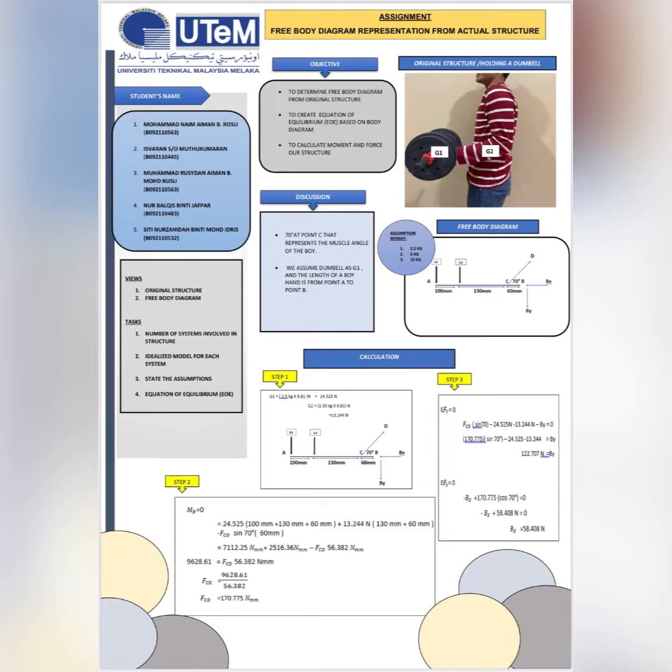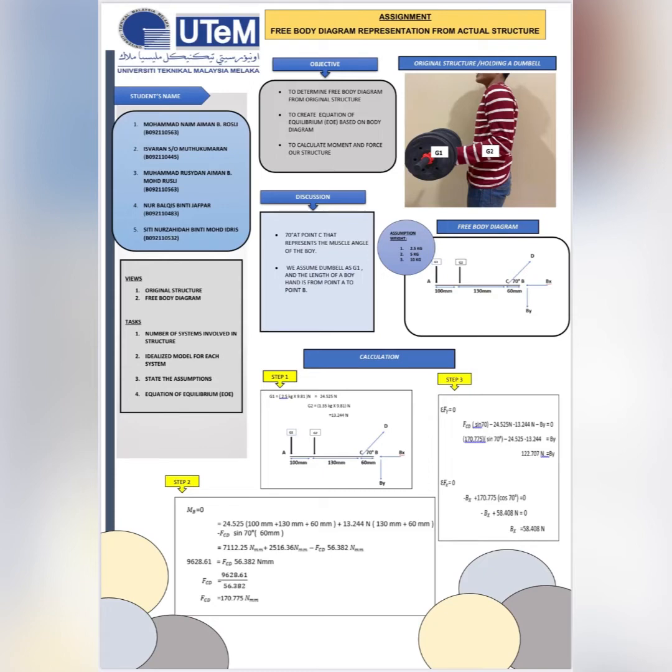So let's see how our FBD looks. Our original picture structure is a boy who lifts up a dumbbell. As we can see, the gravity on the dumbbell part, G1, when the boy lifted it was 2.5 kg. Back to the weight assumption, we have three assumption weights: 2.5 kg, 5 kg and 10 kg. I take 2.5 kg as my assumption weight.